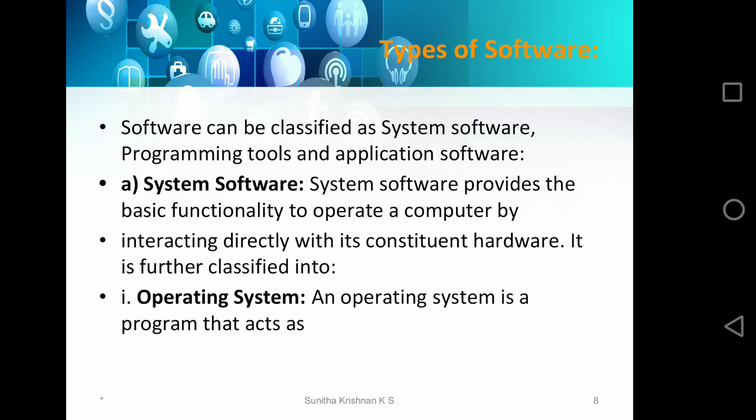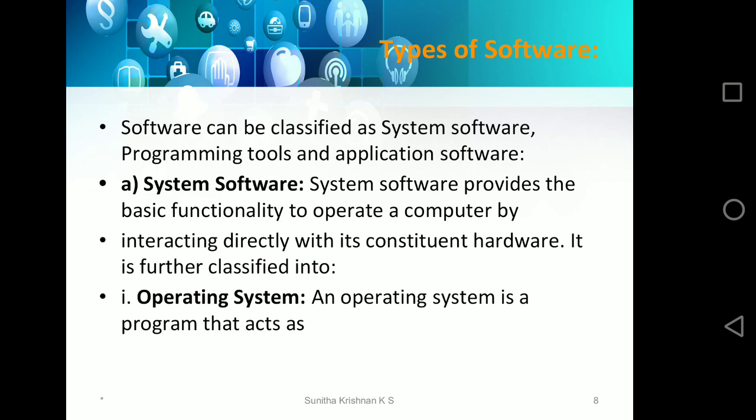So there are different types of softwares, and broadly it is divided as system softwares and application softwares. System softwares, programming tools, and application software. We'll see one by one. System software are the softwares which help the system to work. We know that the computers are merely hardwares, and to make these hardwares work, the user doesn't know the language of hardware. So what do they do?